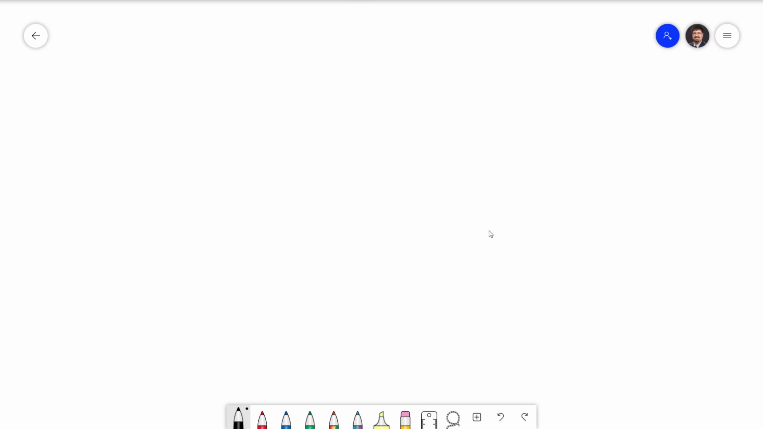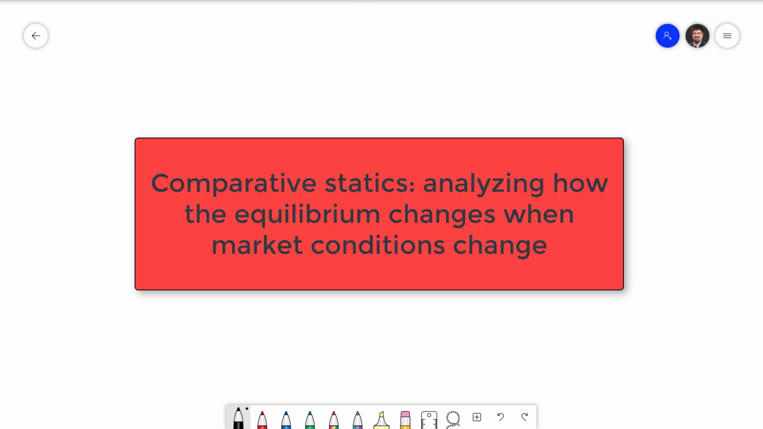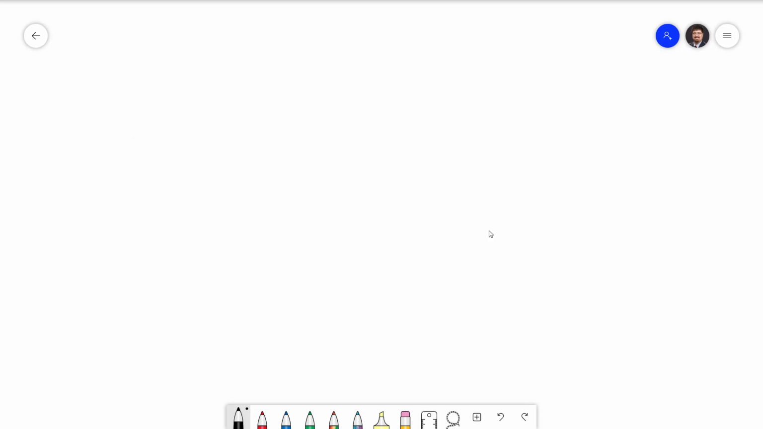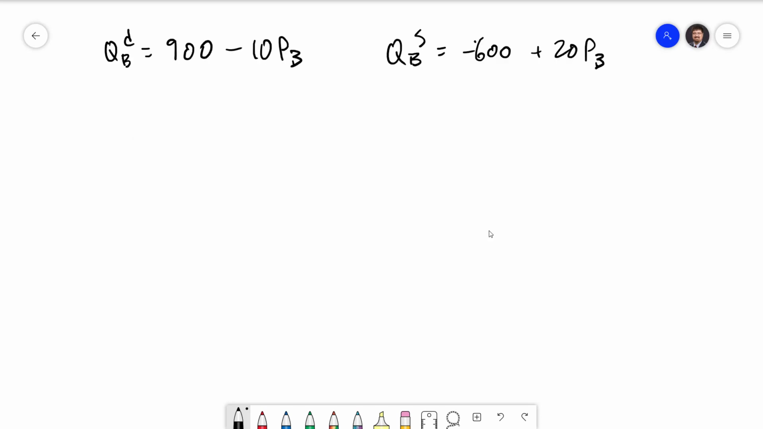Our next topic is comparative statics. Comparative statics is the study of what happens to the equilibrium when some market conditions change that ultimately shifts one of the curves. So for example, we might think about what would happen to the equilibrium if the price of some inputs increased, or the price of a substitute decreased, or consumer income increased, something like that. Let's take our example supply and demand functions that we've been using and do a little bit of comparative statics here.